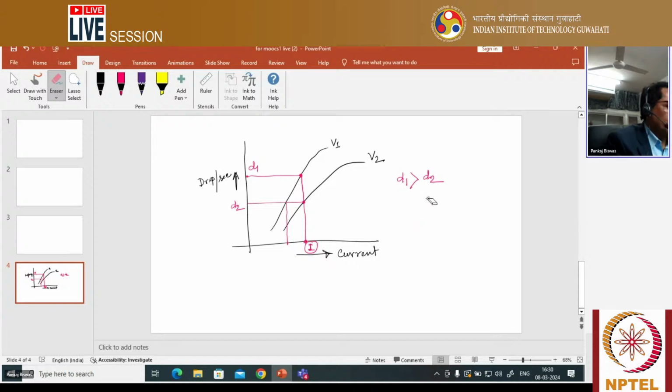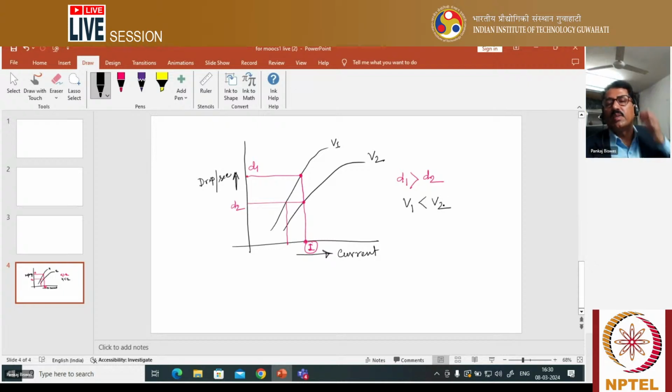So here always you should keep it in mind that D1 is greater than D2. But here always you should know whether V1 is more or V2 is more. Here I am just writing these things. So always keep in mind for V1 voltage, whatever the D1 you are getting, this V1 voltage should be less than V2. This you should keep in mind.